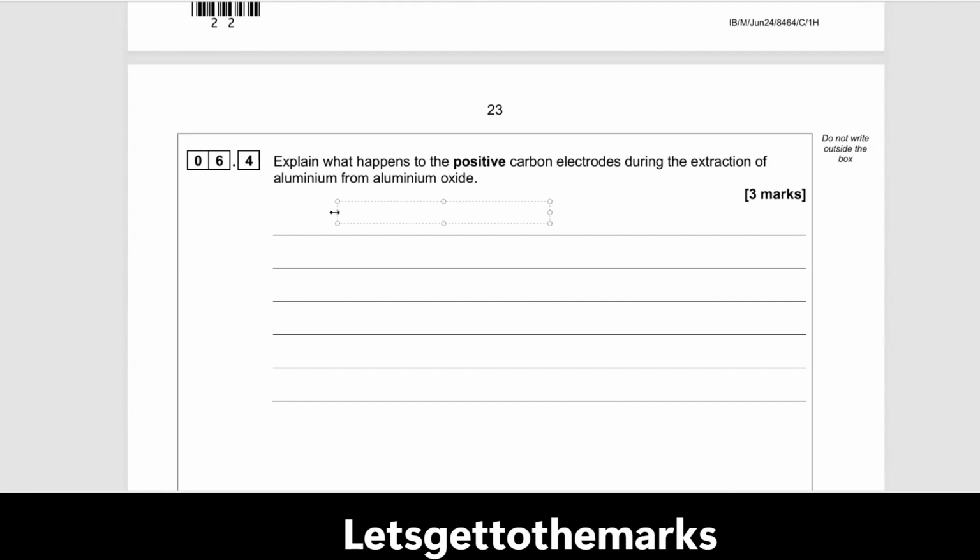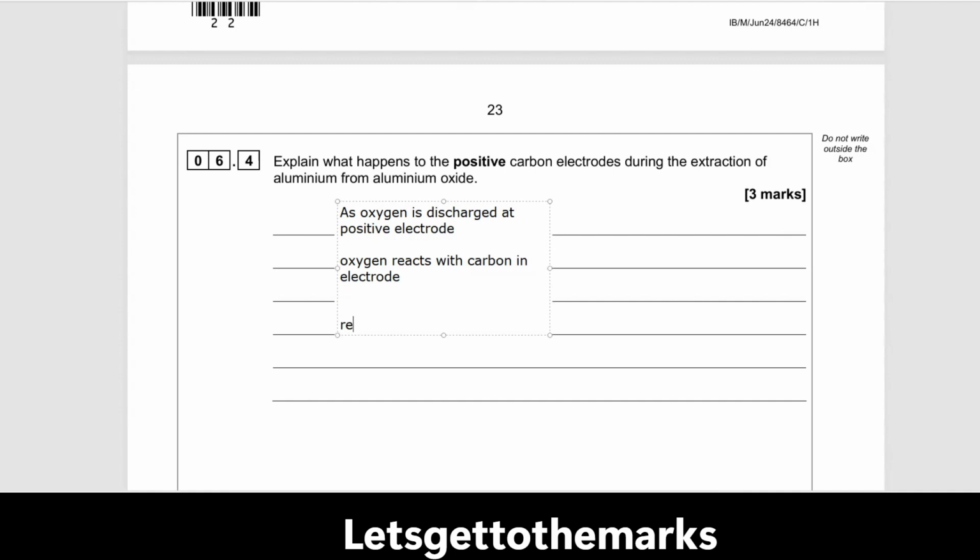So as oxygen is discharged at positive electrode, oxygen reacts with carbon in electrode, removes mass as carbon dioxide, electrodes erode or wear away. There we go, peeps. All done.